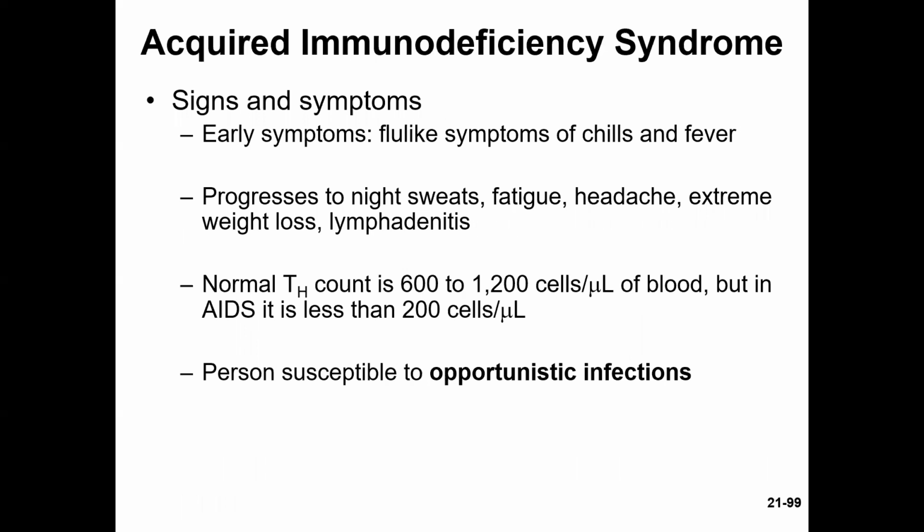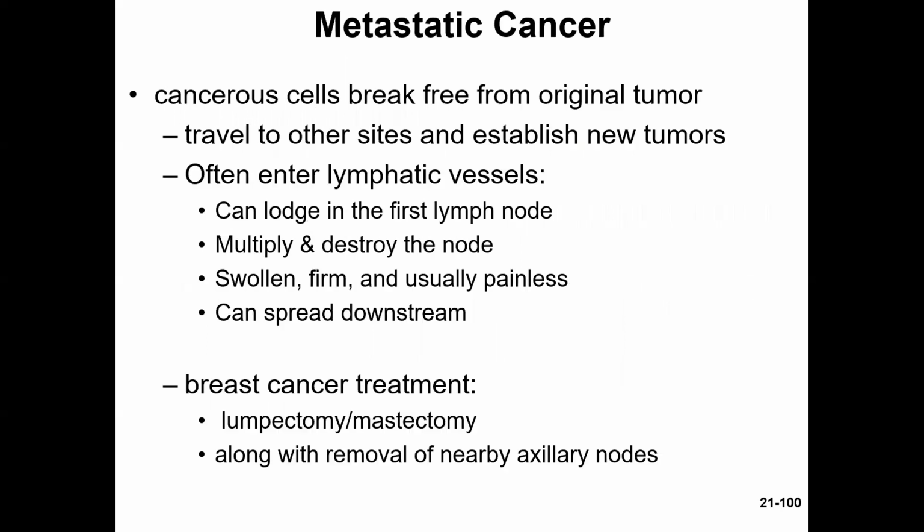So, signs and symptoms. Early symptoms are flu-like, with chills and fever. It progresses to night sweats, fatigue, headache, extreme weight loss, and lymphadenitis. Normal TH count is 600 to 1200 cells per microliter of blood, but in AIDS it's less than 200. This person is susceptible to other opportunistic infections.